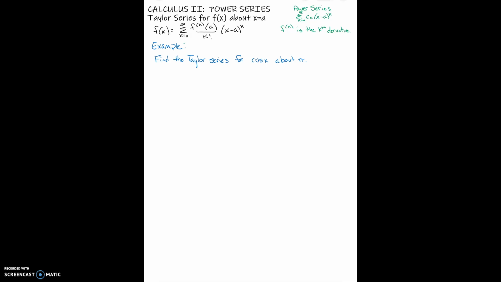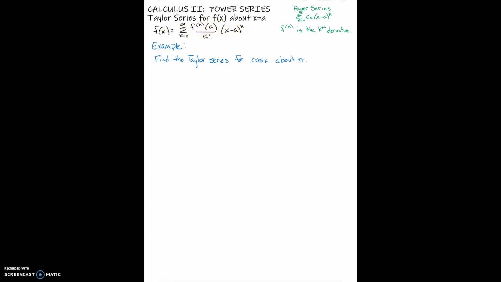Want to talk about power series. Want to go over another example of a Taylor series. Recall that a Taylor series for f of x about x equal to a has the form of f of x equal to the sum as k goes from 0 to infinity of the kth derivative of f evaluated at a over k factorial times the quantity of x minus a raised to the k.